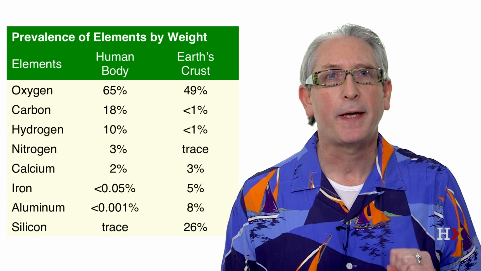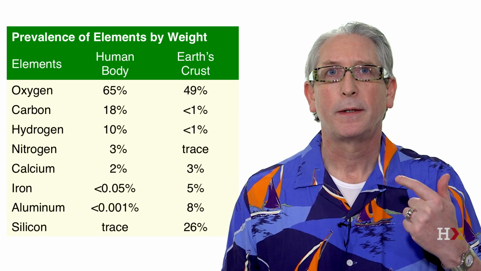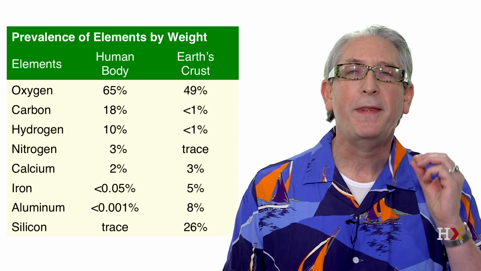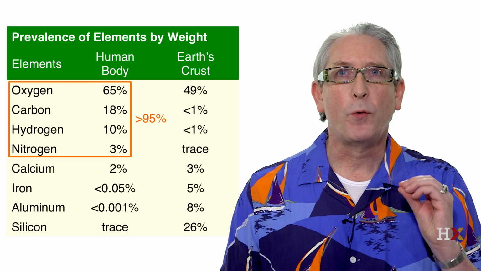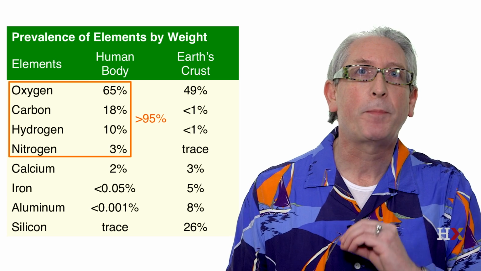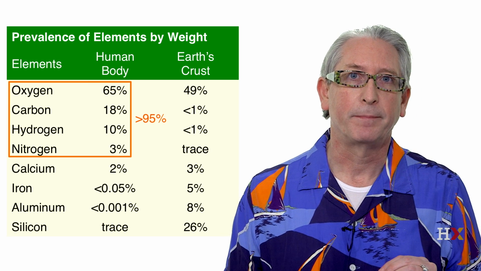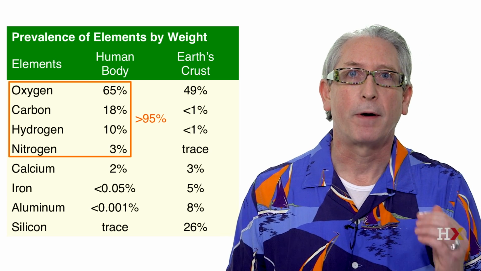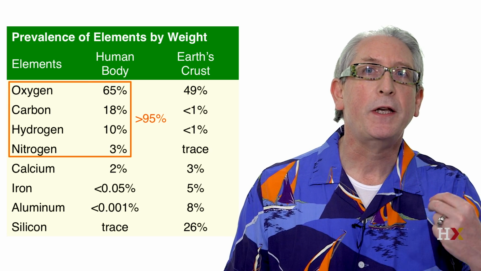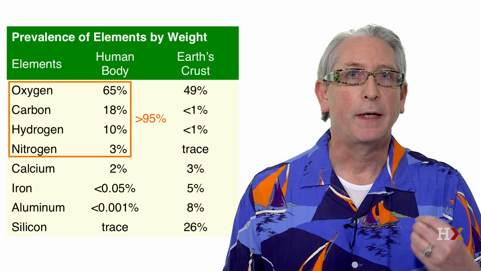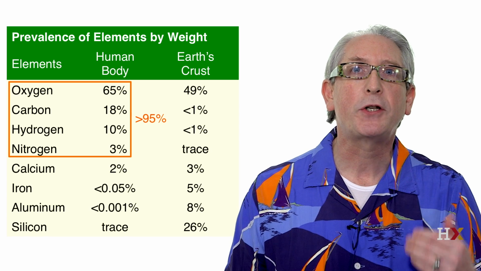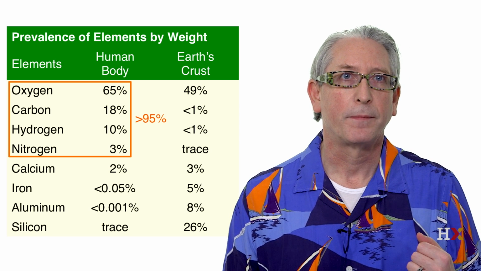As you can see on this table, carbon, oxygen, hydrogen, and nitrogen make up 95% of the weight of a human body. Carbon by itself represents 50% of desiccated living matter. In contrast, in Earth's crust, carbon, hydrogen and nitrogen are present in low or trace amounts. Oxygen, silicon, aluminum and iron are the major components of the crust.